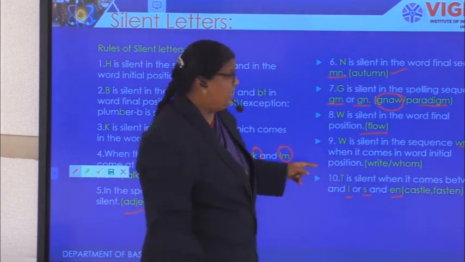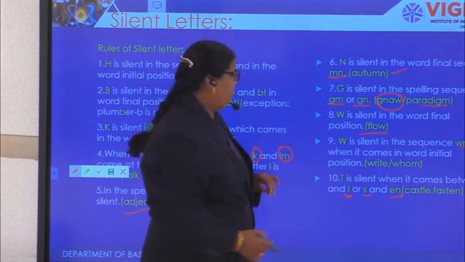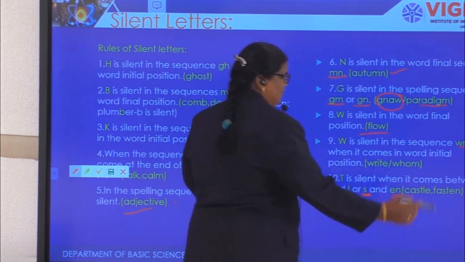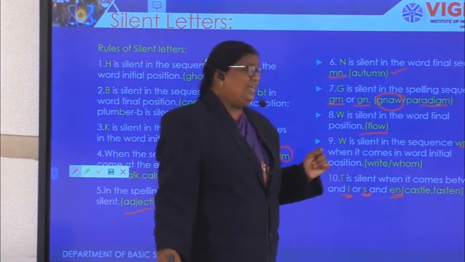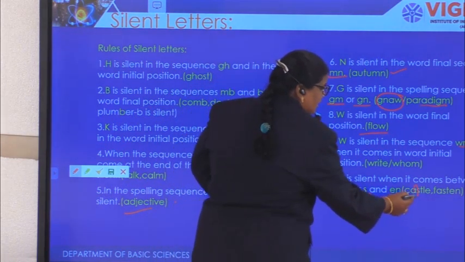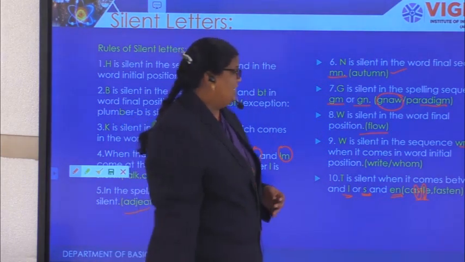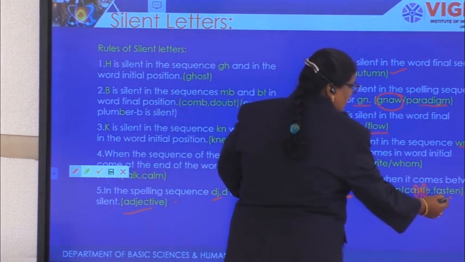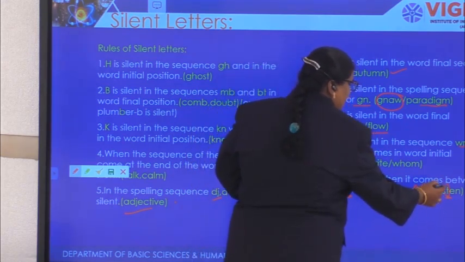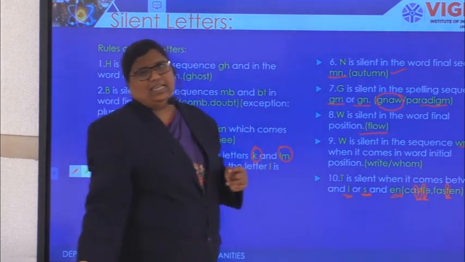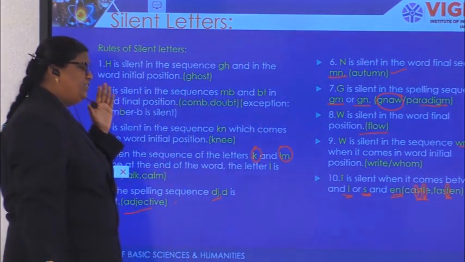Okay, T is silent when it comes between S and L or S and EN. Like for example, castle, CASTLE. So between S and L, T has come, so T should be silent. Or fasten, FASTEN. So between S and EN you have T, so this T is silent. Fasten. Okay. So just a recap of the 10 rules.